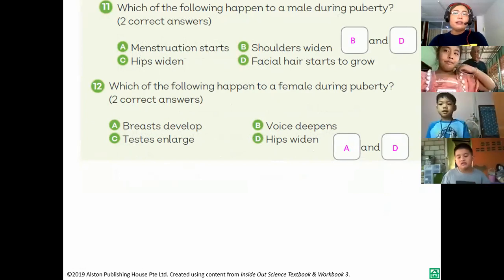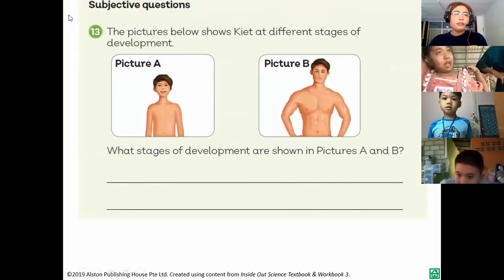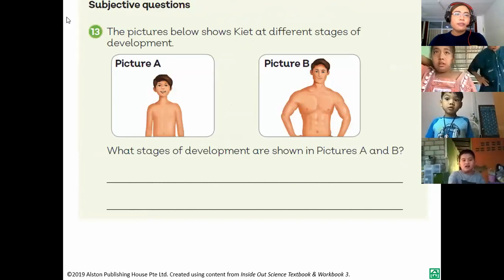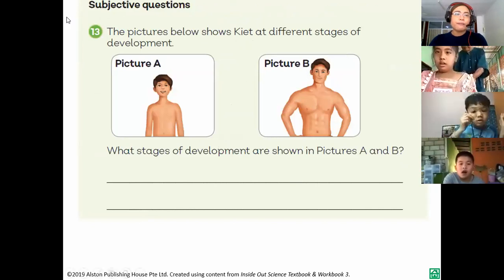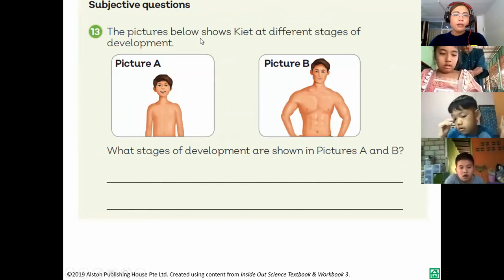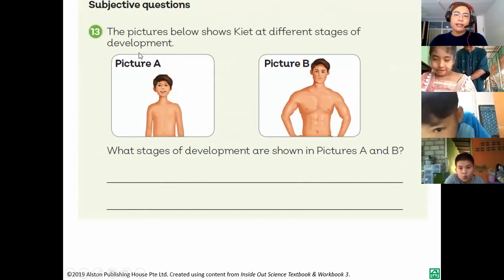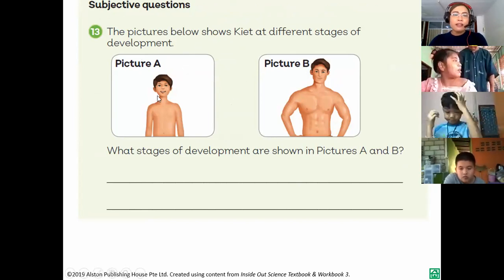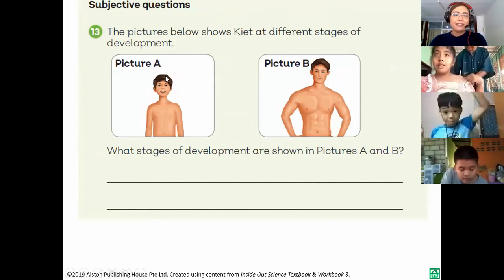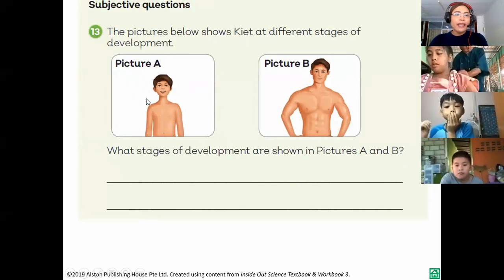Okay, very good. Now let's proceed to number 13. We have subjective questions. Okay, so I'm gonna read it. The pictures below show kids at different stages of development. So the name of this boy is Kit. So this is picture A and picture B.